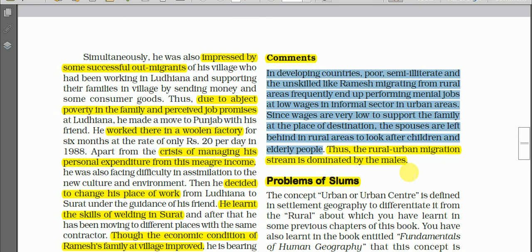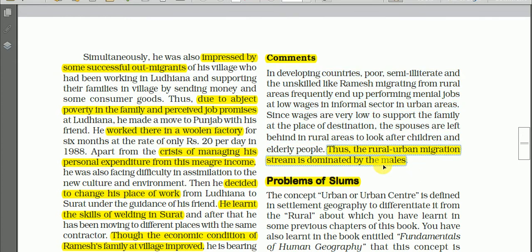And since wages are very low to support the family at the place of destination, the spouses, that is wives, are left behind in rural areas to look after children and elderly people. Thus, the rural-urban migration stream is dominated by males in developing countries like India.